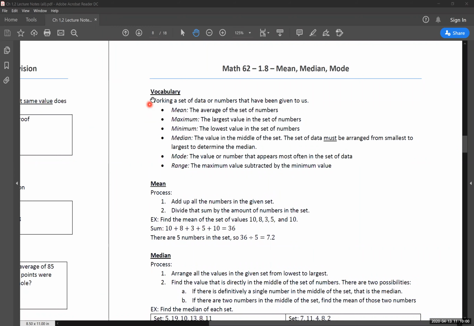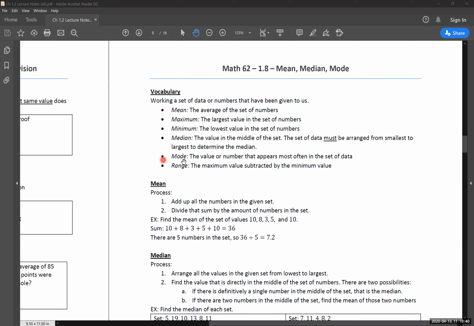So we also have the maximum, which is the largest value in the set of numbers that we have. We have the minimum, which is the lowest. Again, two pretty straightforward ones, which is nice. We have the median, which is the value in the middle of the set. When we are working with finding the median, and we'll go into this in more detail in a little bit, the set of data must be arranged from smallest to largest to determine the median. If you do not rearrange the data, you will get wrong answers and you'll lose points. And we don't want that happening. Okay, so median is arguably the most picky of all of these that we're going to go through.